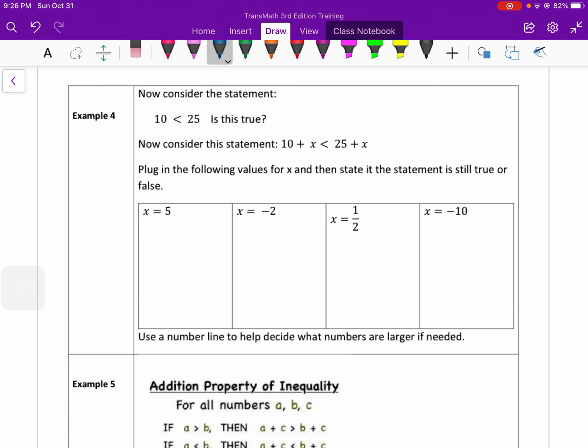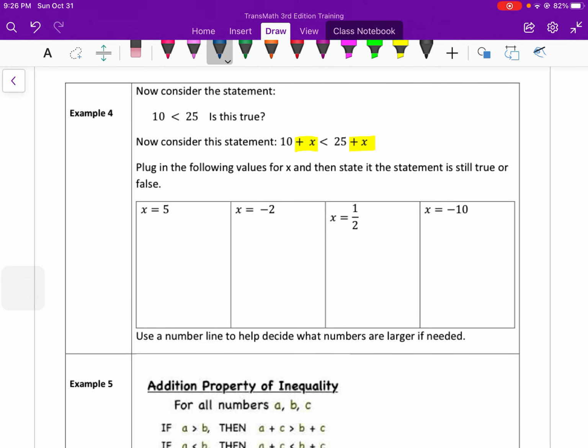Now I want you to consider the same idea. 10 is less than 25. And I want to consider the statement 10 plus x is less than 25 plus x. So essentially we know that 10 is less than 25, and I want to know what happens if we add the same number to both sides. Would the statement still be true, or would it be false?